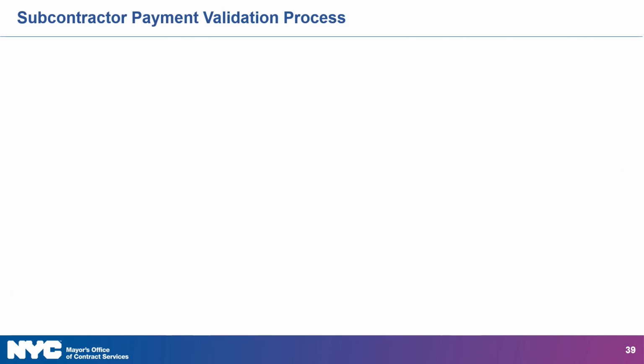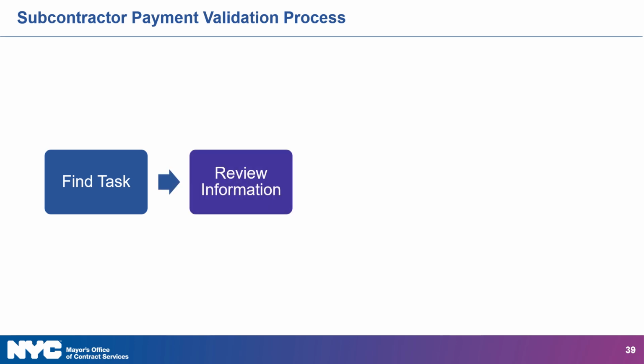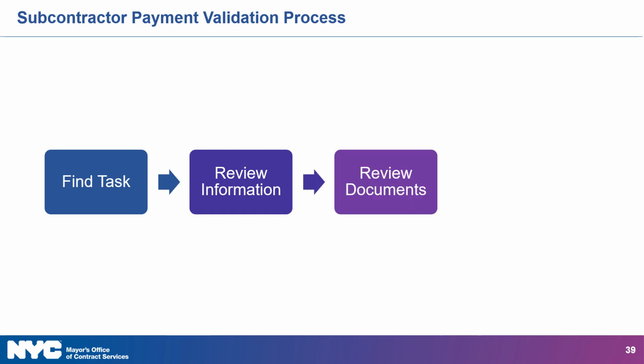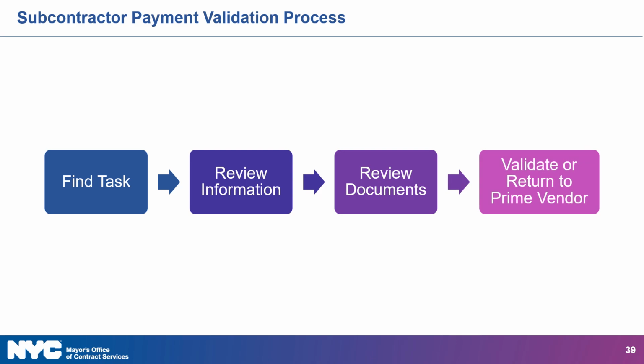Here's a simple overview of the process. First, the subcontractor finds the payment validation task. Then, you review the information about the payment, such as the date, the amount, invoice, and so forth. After that, the subcontractor reviews any supporting documentation that the prime subcontractor may have included. Once those reviews are complete, you as the subcontractor can validate and confirm the information, or you can return it to the prime vendor for revisions.